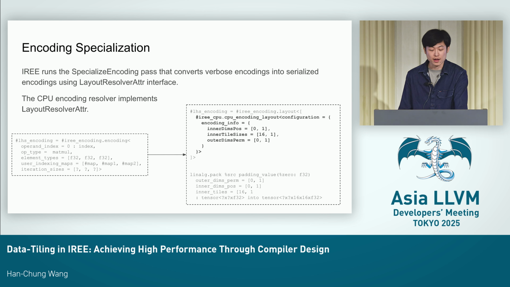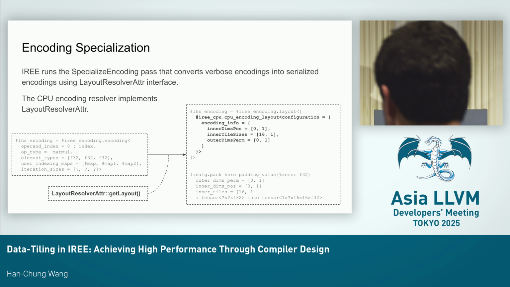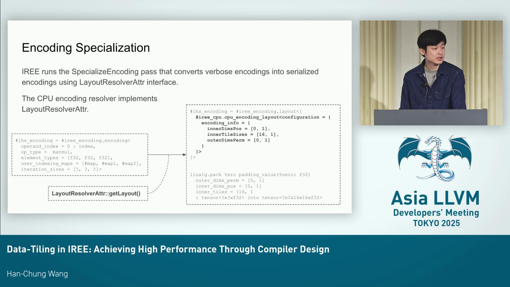So looking at a concrete example here, after retrieving the potential encoding resolver, we can specialize the encodings for the tensor sizeof op. For example, the left-hand side is the original verbose encodings, and it becomes the serialized encoding after specialization. To be more specific, we use the getLayout method from the interface to achieve the conversion. The serialized layout can be well-known layouts like padding, or a customized layout like encoding info. For a customized layout, it is usually wrapped by the encoding resolver.